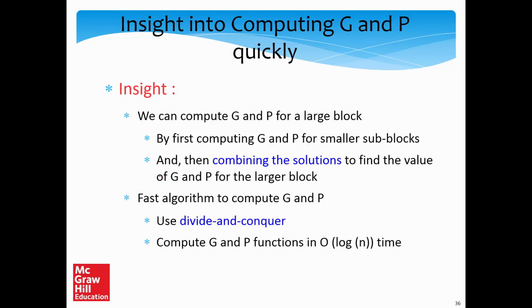So a fast algorithm to compute GNP will have to use some sort of what is called a divide and conquer strategy, which means first solve the problems for very small blocks and gradually combine them to get the solutions for bigger and bigger blocks, right? So basically this we want to do in order log n time. Let's see how.